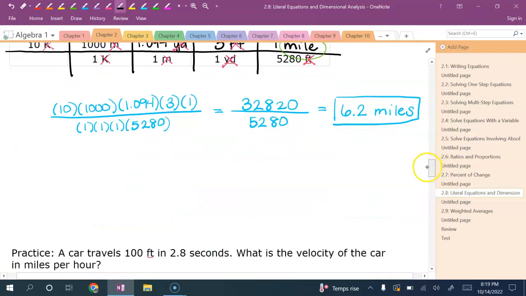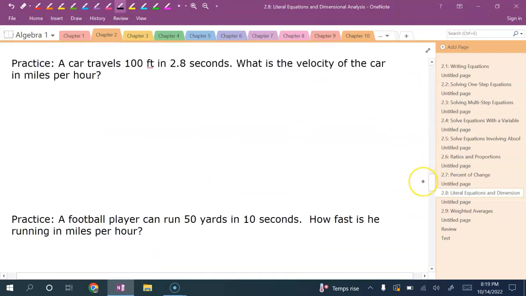So let's take a look at this next practice problem together, and then I'll let you guys try the last one on your own. This practice problem says that a car travels 100 feet in 2.8 seconds. We want to figure out what the velocity of the car is in miles per hour.